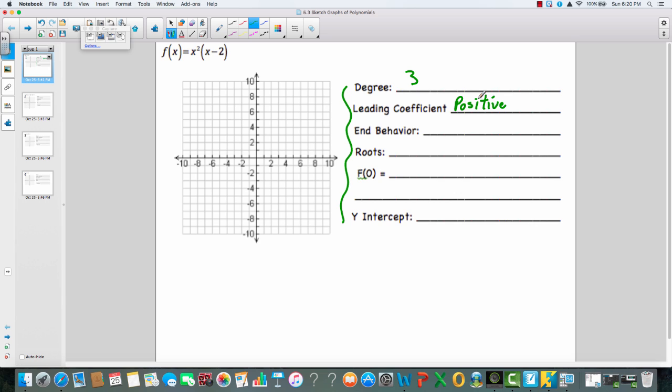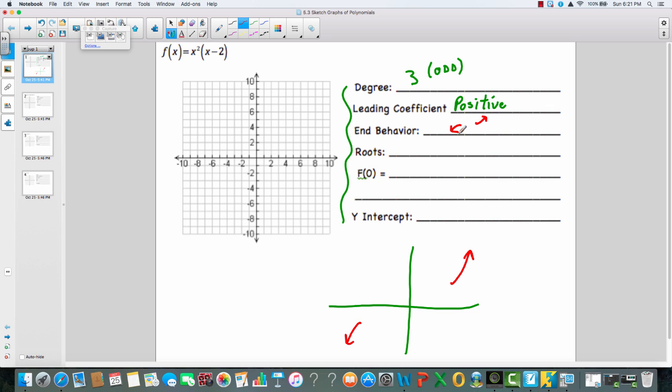So what does the end behavior of an odd degree that's positive look like? Refer to your worksheet. It looks something like this. Right? Okay. So that's our end behavior. So I think in here I'll just do a little up arrow like that and a down arrow like that.